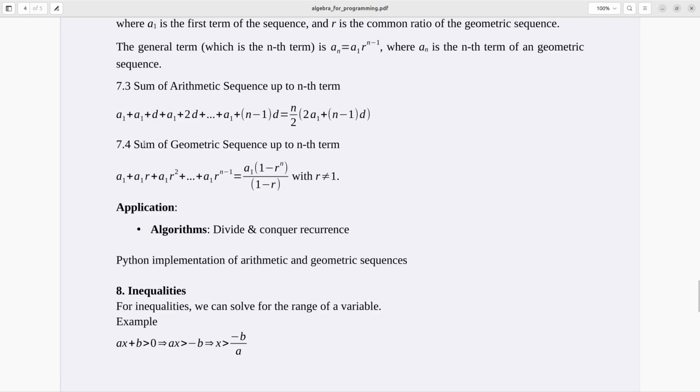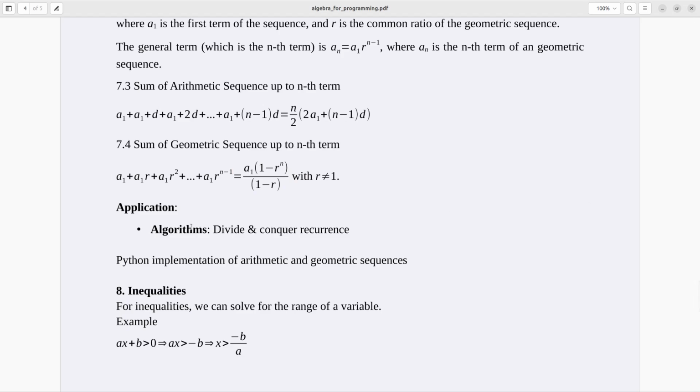And for the sum of the terms in the geometric sequence up to the nth term, we can have this formula. The first term plus the second term plus the third term plus the final term, which is the nth term, is equal to a1 times 1 minus r to the power of n divided by 1 minus r. And we have to notice that r, which is the common ratio, cannot be exactly equal to 1. Okay, that is the rule that we have to obey when we use this formula to get the sum of the terms in a geometric sequence.